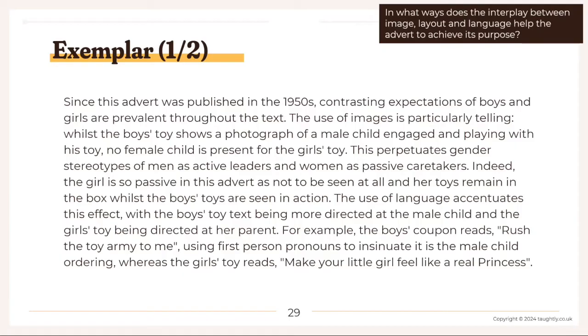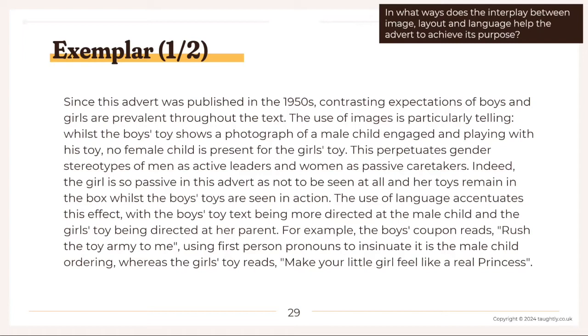The use of language accentuates this effect, with the boy's toy text being more directed at the male child and the girl's toy being directed at her parent. For example, the boy's coupon reads, "Rush the toy army to me," using first-person pronouns to insinuate it is the male child ordering, whereas the girl's toy reads, "Make your little girl feel like a real princess."